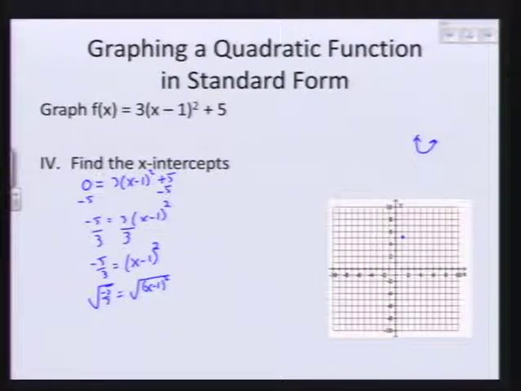Now we remember that when we take the square root of something that's squared, we need to put our plus and minus out in front here. That's kind of similar to what's happening in the quadratic formula if we had solved this by the quadratic formula. So we get plus or minus the square root of negative 5/3 equals x minus 1. If we want to continue, we can add 1 to both sides, so we have 1 plus or minus the square root of negative 5/3 equals x.